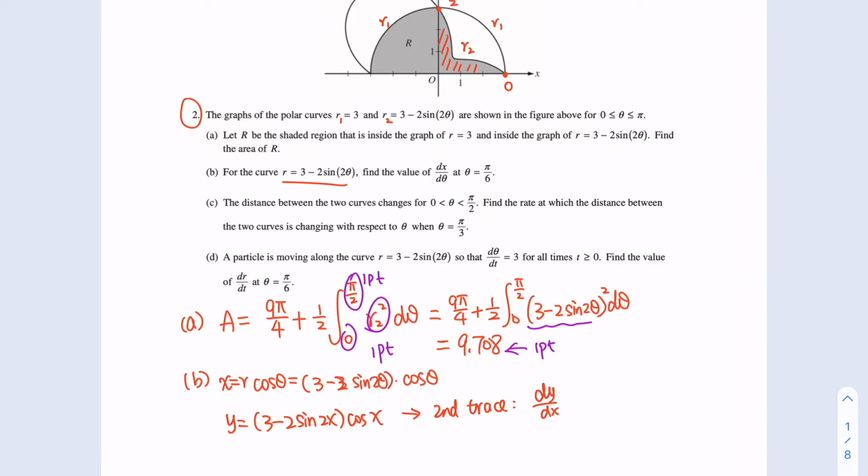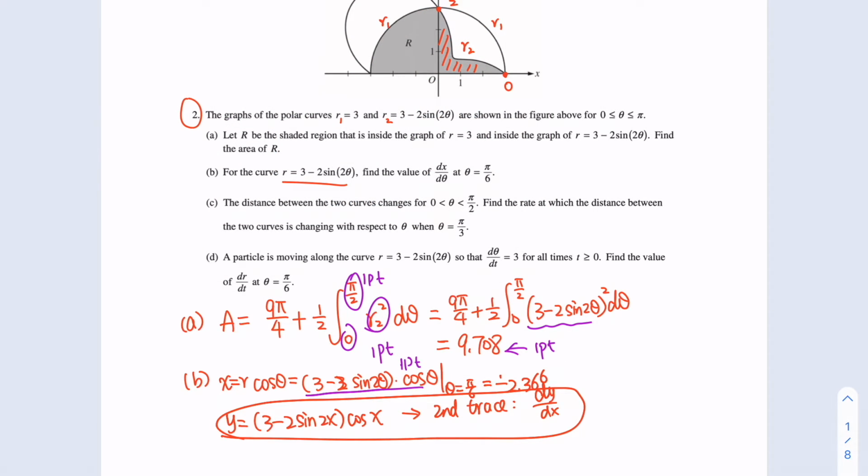So with the answer, when we plug theta equals pi over 6, the answer is negative 2.366. So this is how we plot this into the graphing calculator. So 1 point for the expression and 1 point for the answer.